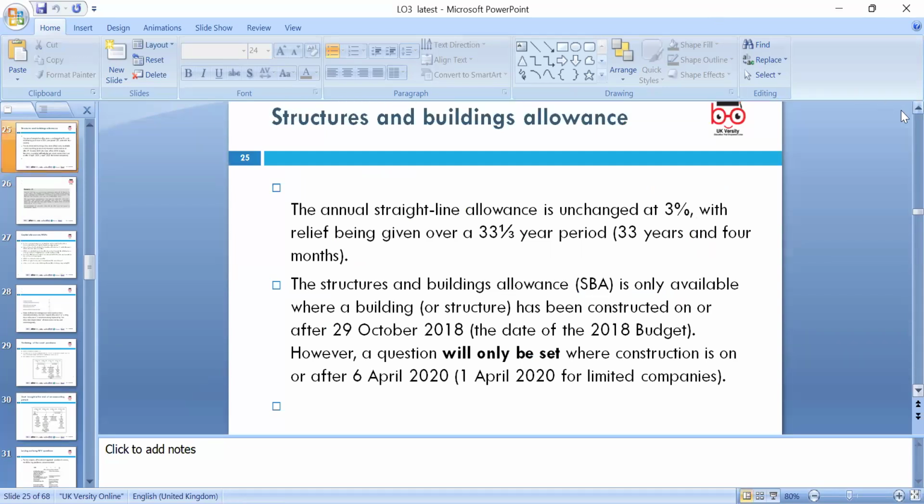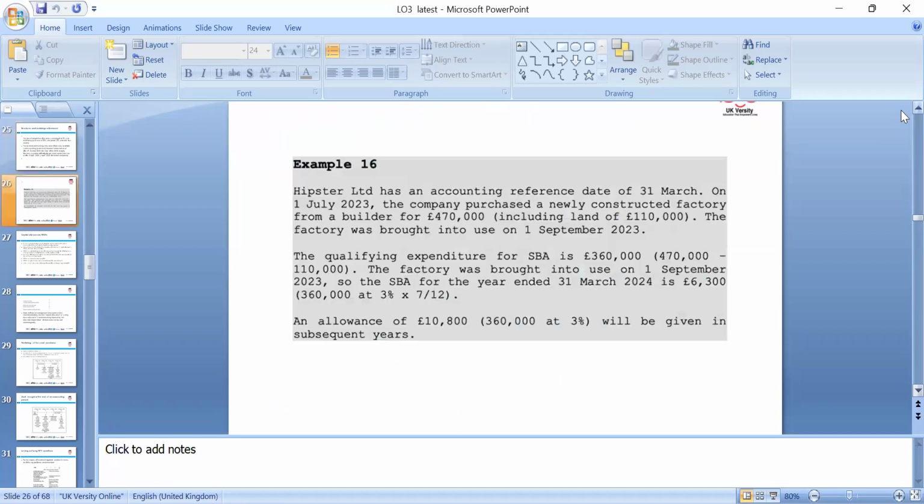We've been given the annual straight line allowance, which is unchanged at 3%, with the relief being given over a 33 year and 4 month period. Then the structural buildings allowance, which is available for a building that has been constructed on or after 29th October, the date of the budget. However, the question will only be set where construction is after that. So we can look at this in terms of the scenario.